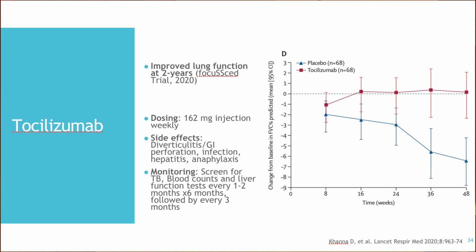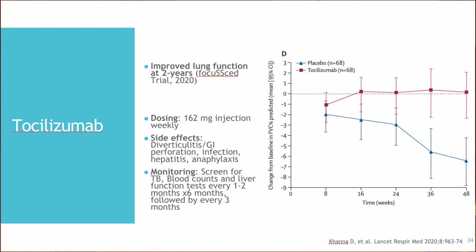Tocilizumab is sort of one of the, I think, new kids on the block. So there was a really nice trial, the FOCUS trial in 2020, that showed that in patients with scleroderma ILD that were receiving tocilizumab compared to placebo, there was improved lung function at 2 years. And the way that they measured it in this trial was sort of difference in lung function from baseline. And so here you can see what this looks like.